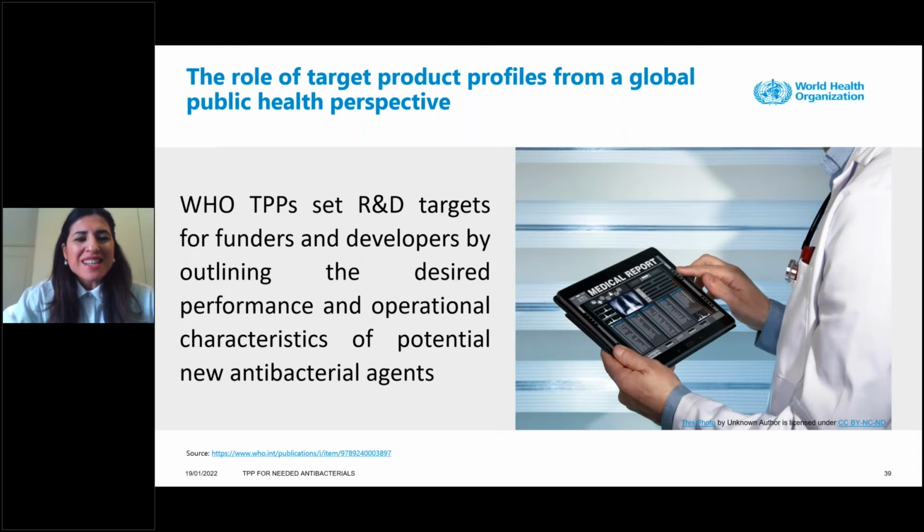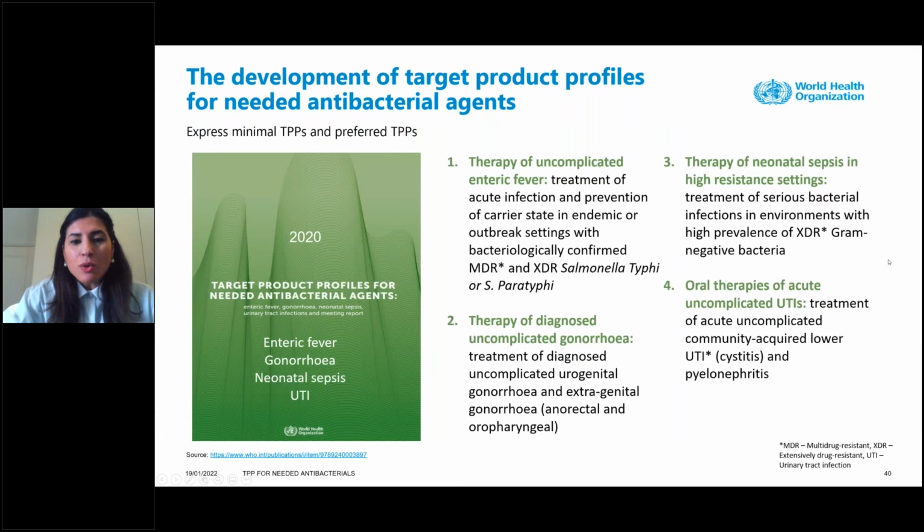Please, thank you, Victor. So in the context of public health, the TPPs set the R&D minimum and preferred target. They're intended for funders and developers, and they highlight the desired performance and characteristics of needed antibacterials. The development of a TPP from WHO follows standard procedures for developing the target product profiles. They are intended to serve developers as a GRP. And these four TPPs were developed because WHO actually was asked to embrace the work in this area.